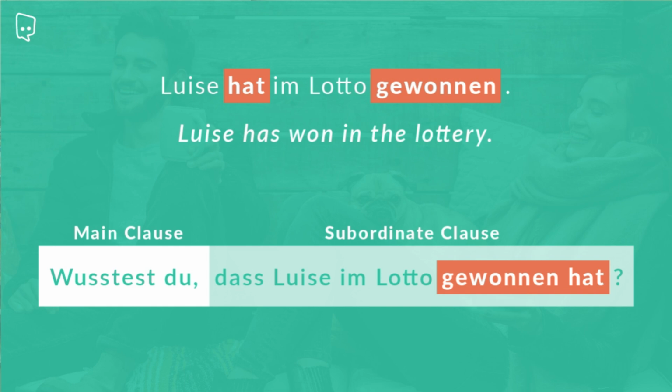If we have a subordinate clause, we need to put both verbs at the end of the sentence. In the second to last position, you have the past participle, and in the last position, you have the helping verb. Wusstest du, dass Luise im Lotto gewonnen hat? Did you know that Luise won the lottery?